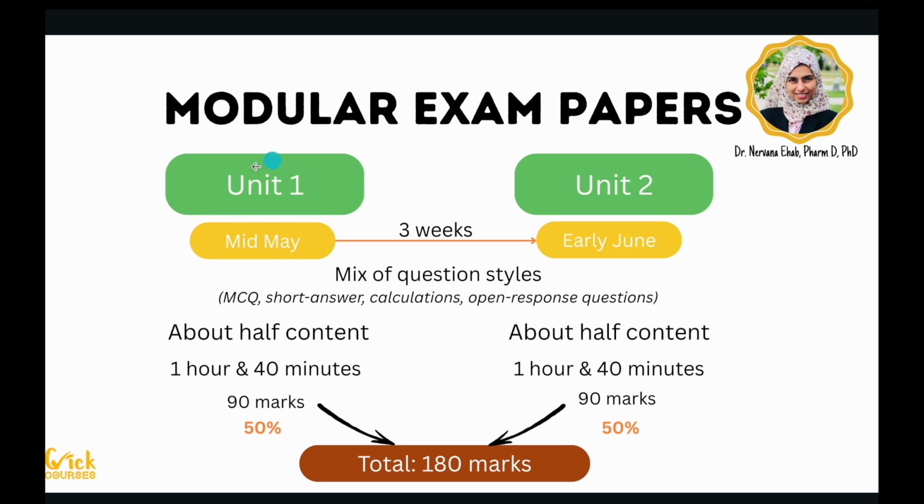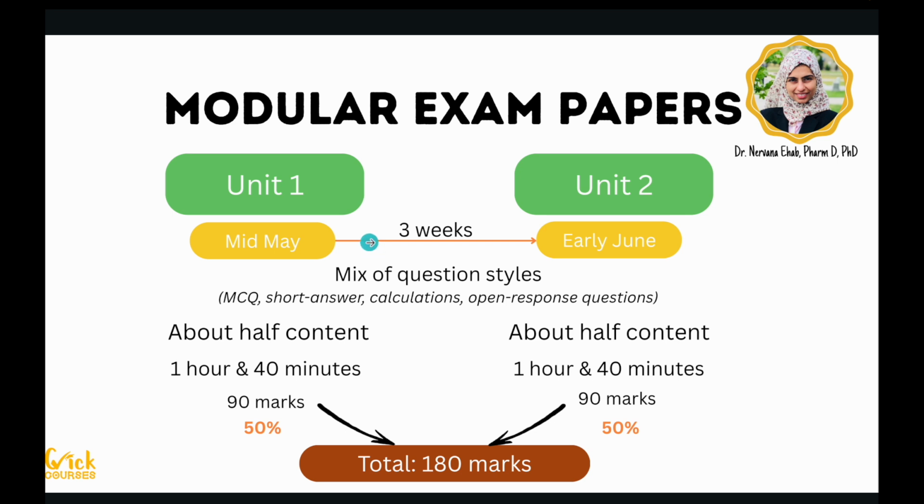Another example: the first part of the organic is in Unit 1, and the second part is in Unit 2. However, to be able to understand the second part of the organic, you need to understand the first part. So it is a little bit of an advantage, but you still need a whole understanding of chemistry, because everything is built upon the previous thing. Okay, but doing the modular exam is still a little bit of an advantage.